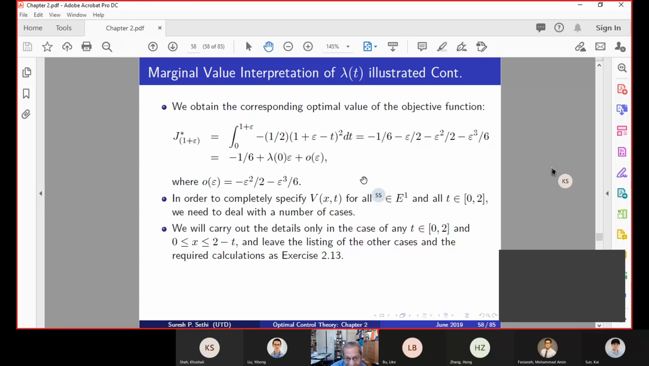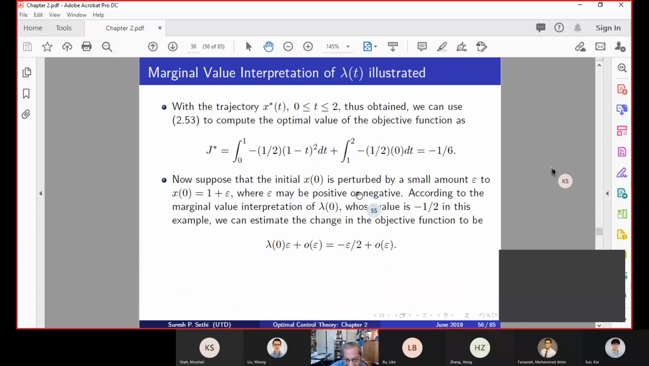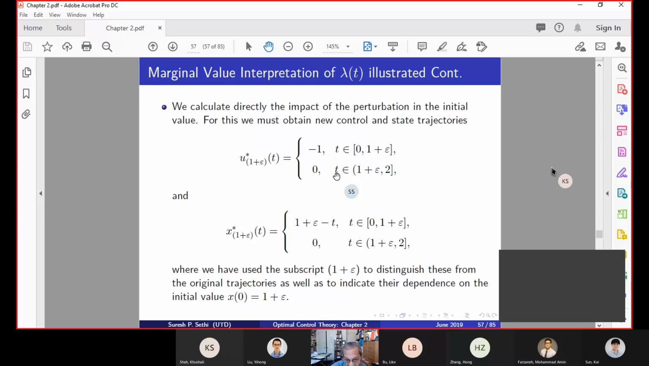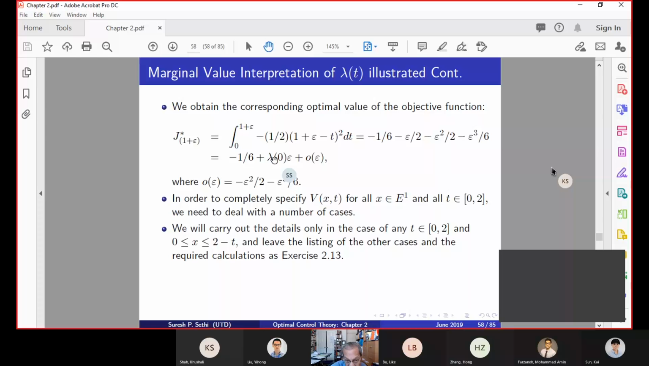And this form is exactly what our value of lambda told us, minus 1/6 minus this plus O(epsilon). Exactly like this. Because lambda 0 is minus 1, so it's minus epsilon. Sorry, so it's minus epsilon plus O(epsilon), minus 1/6 minus epsilon, O(epsilon).